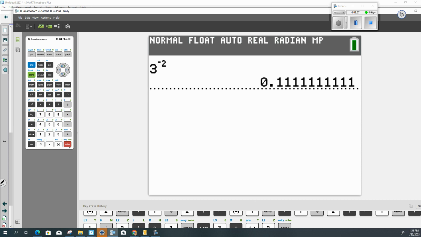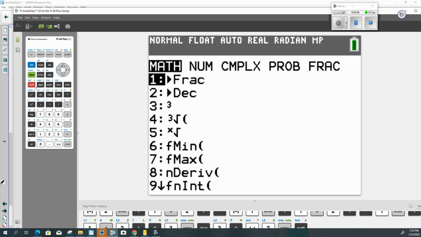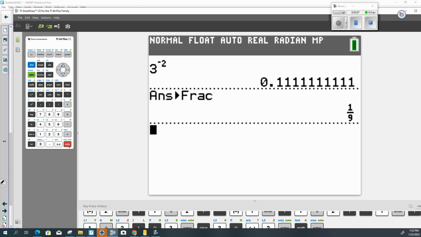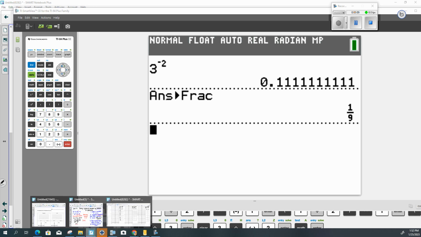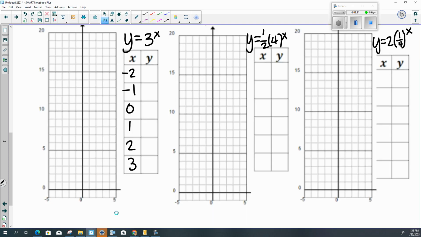So if you want to turn it to a fraction, you hit math, which is underneath your green button. So math, yes, we want it as a fraction, so you press enter twice. This is 1/9. So going back to my table, this is either 1/9, or you could have put in 0.11. It depends on which one you like better for graphing. Would putting one ninth be acceptable? Yes. Okay, let's look at the next one.